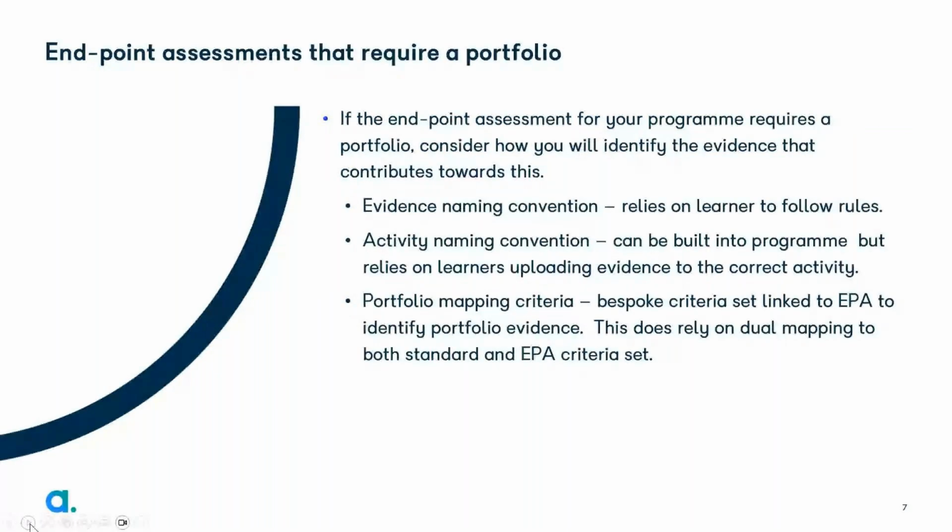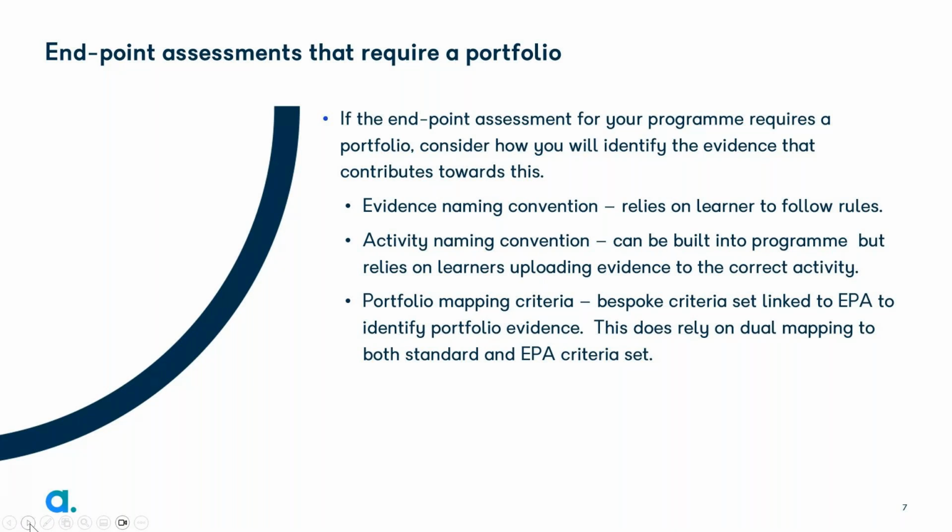For programs where the endpoint assessment includes a portfolio, it's crucial to plan how evidence will be identified and collated. And there are a few approaches to consider for this. One is evidence naming conventions, where learners are guided to name their uploads consistently. This is really important if your endpoint assessment organisation has strict rules about evidence file names that you'll need to adhere to at portfolio stage. However, this approach does rely on learners following instructions precisely, so can lead to some inconsistencies.